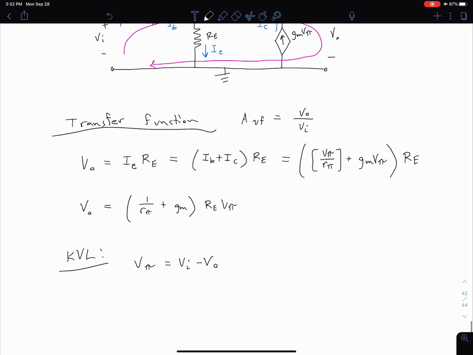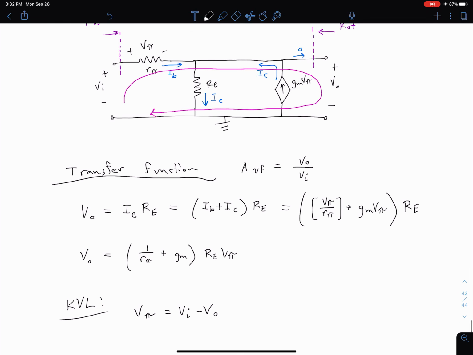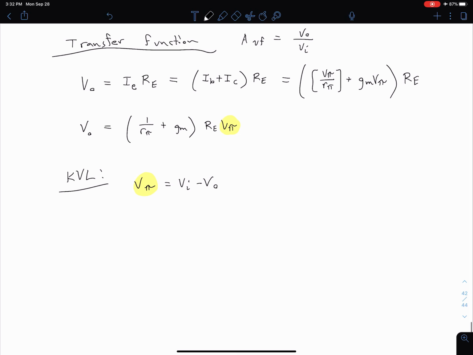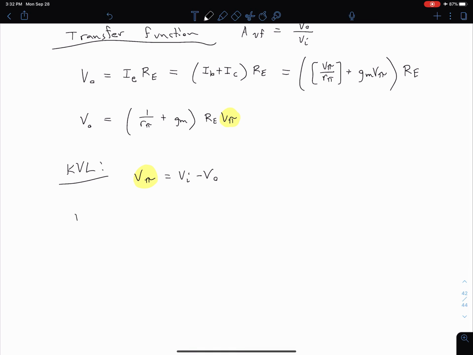Let me scroll up a little so we can see that in the circuit. Again, you can start at any point, go any direction, and you should be able to see that V pi is equal to input minus the output. So now we want to take this expression for V pi and substitute it into here. Doing that, we'll get that our V out is equal to 1 divided by R pi plus GM times RE times the quantity of VI minus V out.